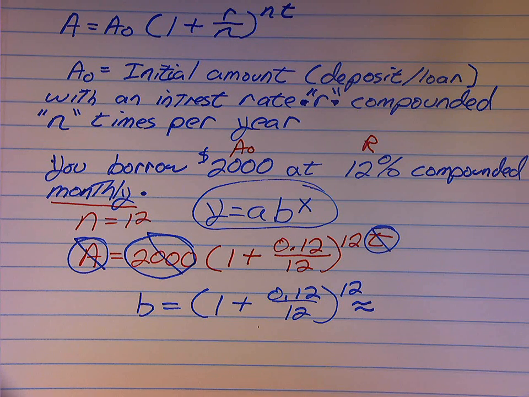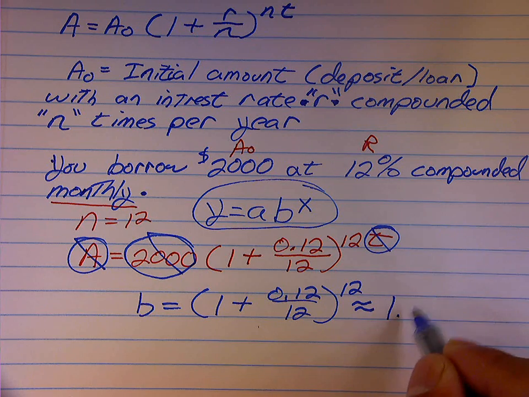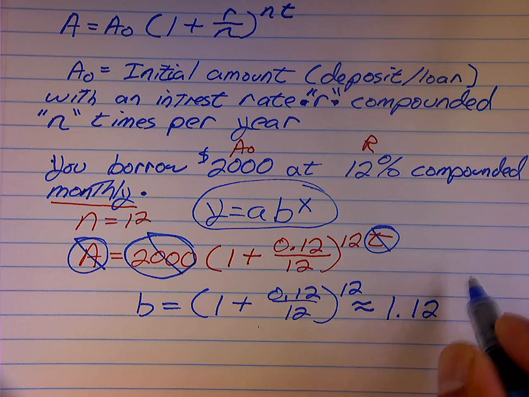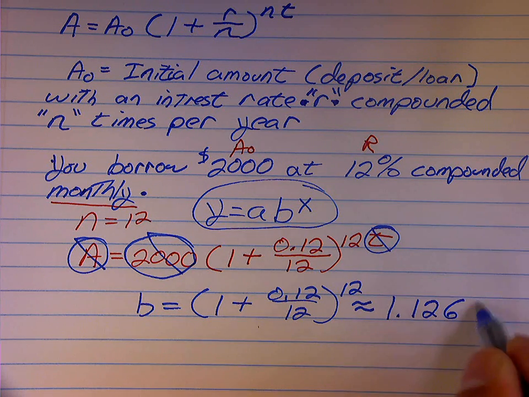1.01. Let's see, parentheses 1 plus parentheses 1 plus 0.12 divided by 12, close parentheses, raise it to the 12th, gives me 1.1268 approximately.